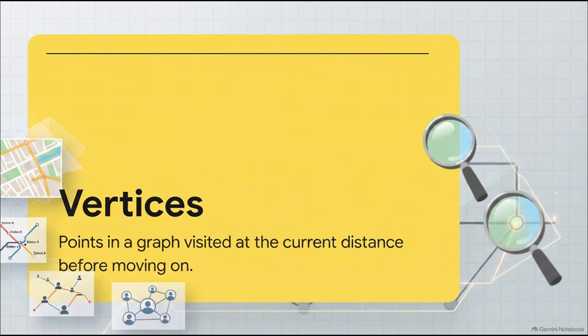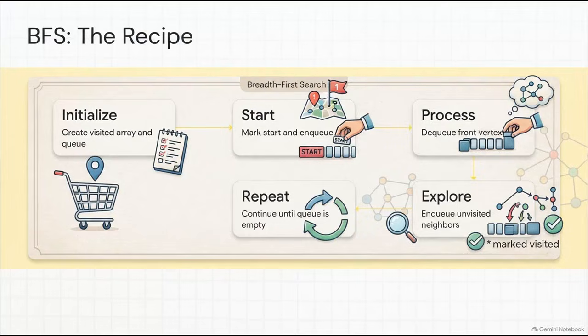They're intersections on a city map, stops on a subway line, or the individual people in your social network. We're just jumping from one vertex to the next. Let's move forward and see how this actually builds into the algorithm. Honestly, think of it like a simple 5-step baking recipe.